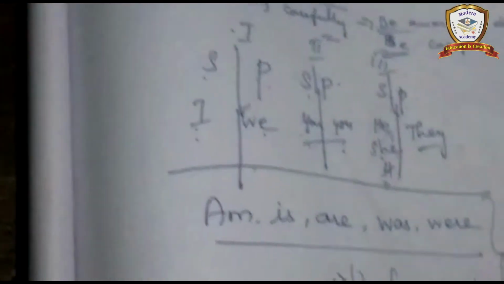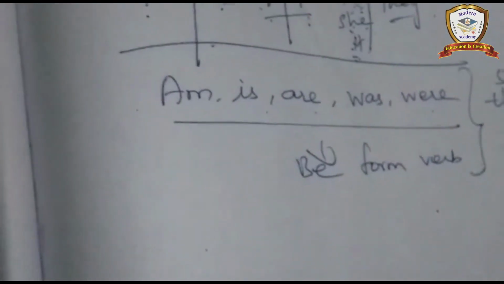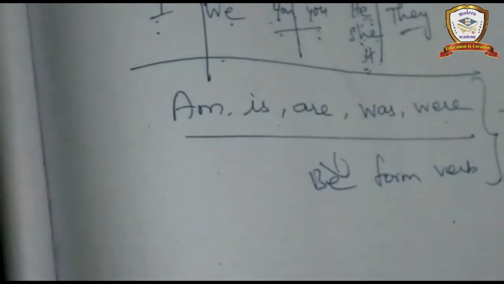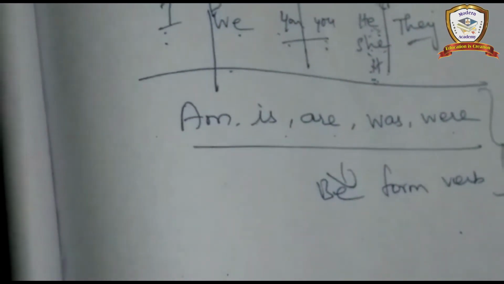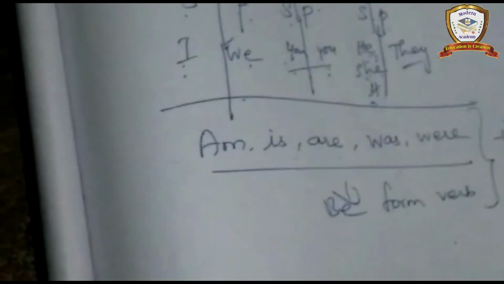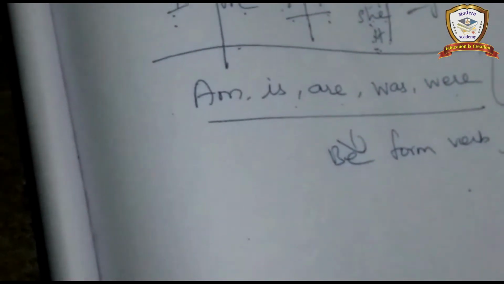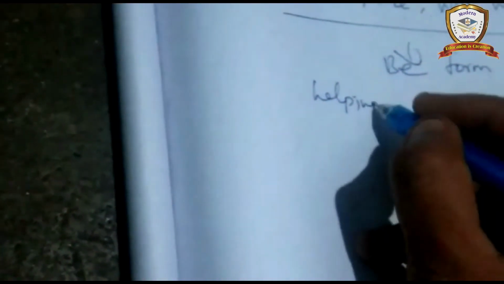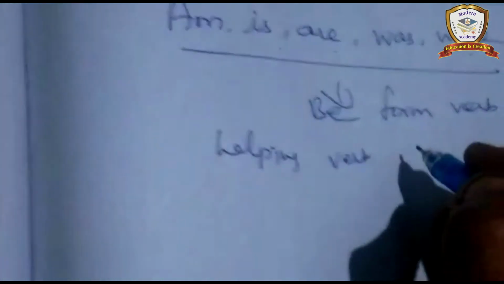And person here can also be a thing or an animal. Also, when it functions as a main verb, these words should be used like that. And it can also be functioned as a helping verb. So a be form verb can function as a helping verb.